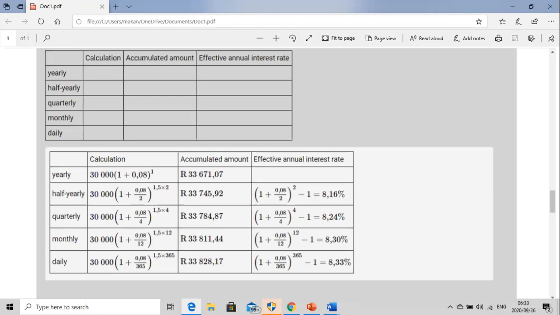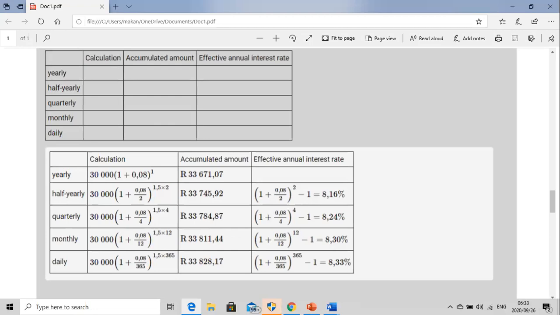So basically, it will be done 547 times, because 1 year has 365 days. Then if you divide that by 2, it will give you half a year. Remember, this is 18 months. So in 18 months, if you compound your interest on a daily basis, you shall have compounded it about 547 times.